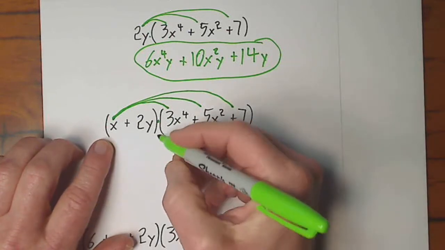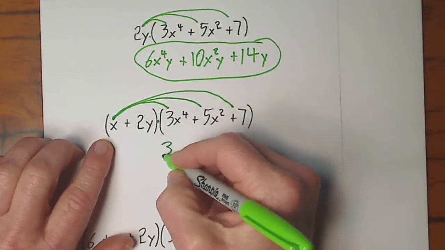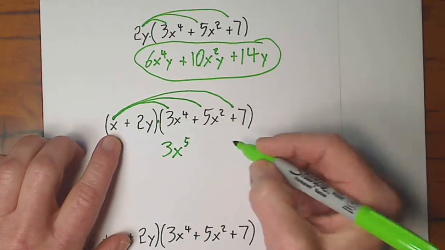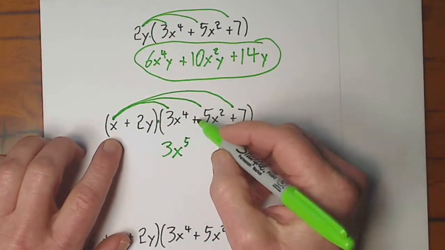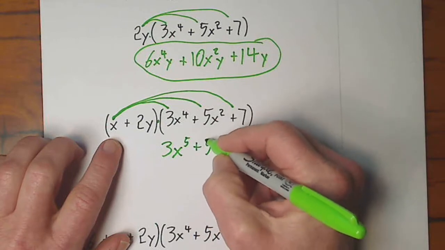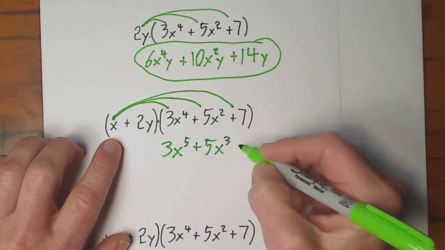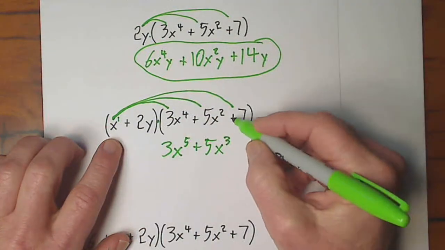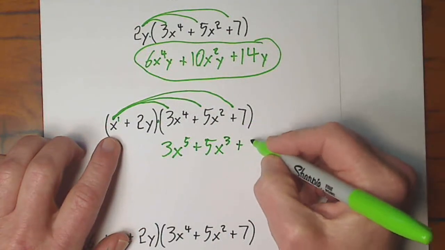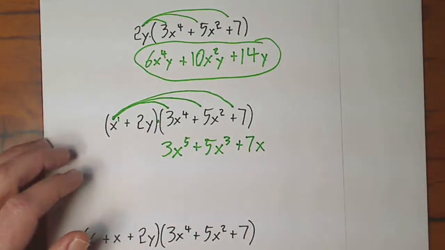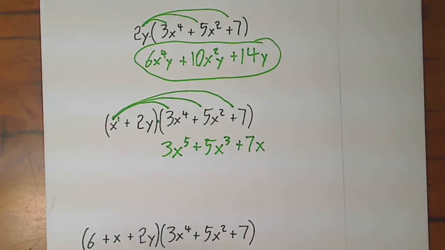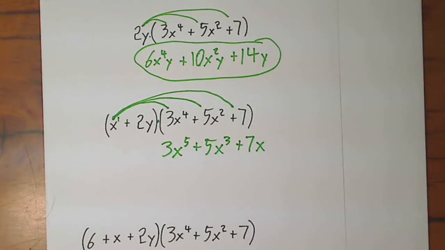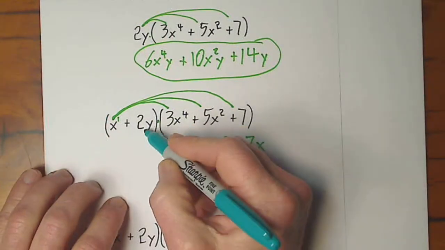So the first one, this would give us 3x. When you multiply variables, you add exponents, so x to the fifth, plus 5x to the third. Remember, there's a 1 on this. And then plus 7x. So we've taken care of distributing the x to each term. And now we need to distribute this 2y to each term.